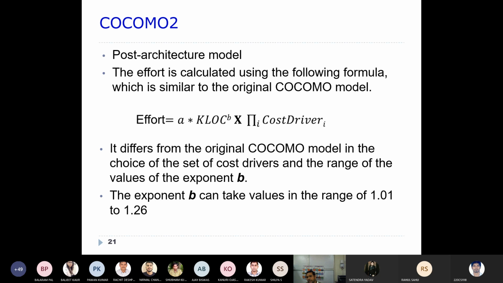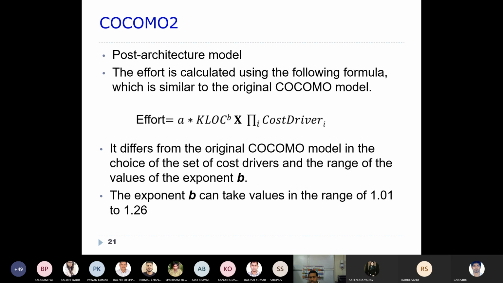So it is similar to an updation of the basic COCOMO model. Here also the effort will be calculated using this sort of expression: A multiplied by KLOC to the power of B, and then multiplied by those 7 cost drivers. Here A and B are the constants.